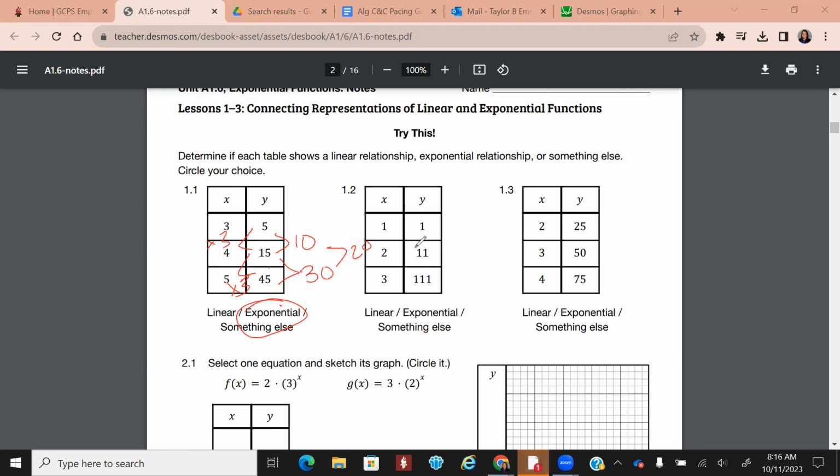Can you take a moment? Can you decide these two? On the next one, the first difference between these is 100. Good. Is there a number that we can multiply by each time to get the next one? 10. Okay, so we can multiply by 10. Is that linear or exponential? Exponential. What about the next one? Why do we know it's linear? Okay, it has the same first difference the entire time.